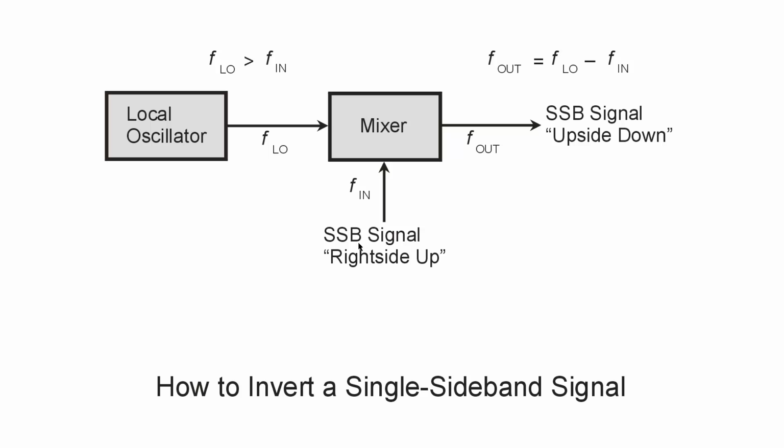We have an input single sideband signal, say upper sideband, and it's right side up, so it's really upper sideband. It's what we want. If we mix that with a local oscillator signal, a carrier signal that is greater in frequency than the input, we'll get a difference mixer, and the result will be the difference between the local oscillator frequency minus the input signal frequency. When we do that, we tend to invert the sense of the sideband.